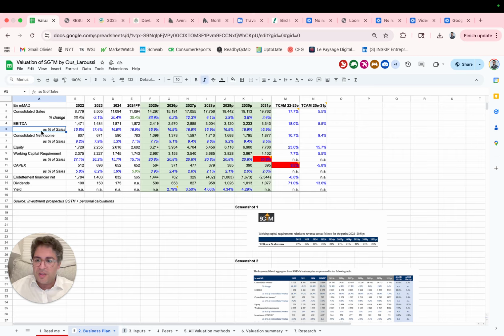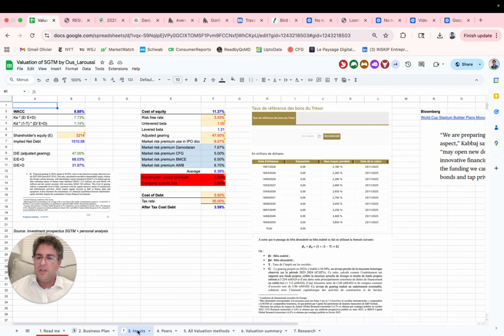They assume, for example, that the EBITDA margin as a percentage of sales remains locked at 16.9% here. They assume, for example, that the working capital requirements are going to be locked at 20.8% during the horizon of the business plan. But that's not what I'm trying to show you here. So this is the business plan. This is going to help us build our valuation model.